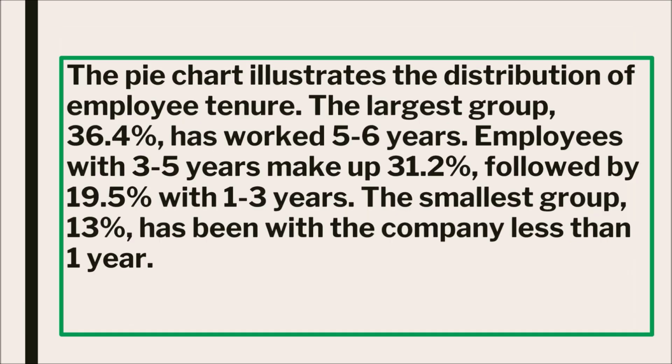The pie chart illustrates the distribution of employee tenure. The largest group, 36.4%, has worked 5 to 6 years. Employees with 3 to 5 years make up 31.2%, followed by 19.5% with 1 to 3 years. The smallest group, 13%, has been with the company less than 1 year.